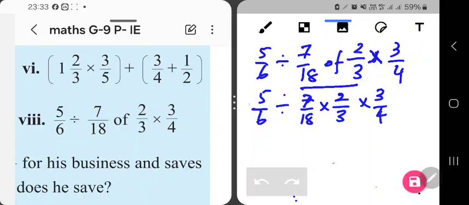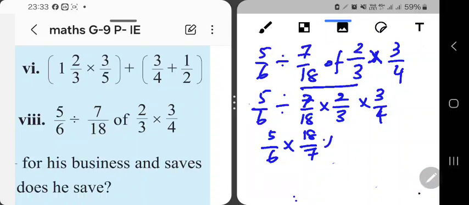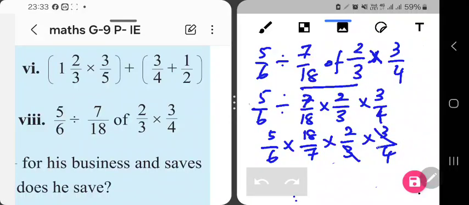Right, so when this comes, you can do this part, but now it has converted into a multiplication. When there are multiplications and divisions, those can be done in any order, even though division comes first and multiplication comes second. So you can do this as 5 over 6 times 18 over 7 times 2 over 3 times 3 over 4. Now this becomes quite easier, so I'll just cancel.